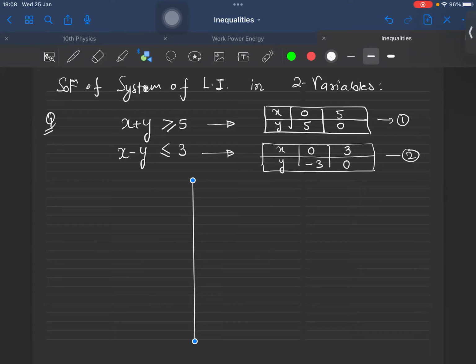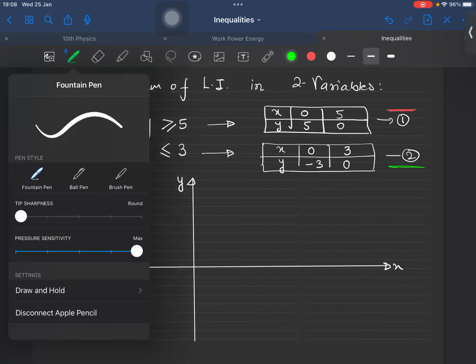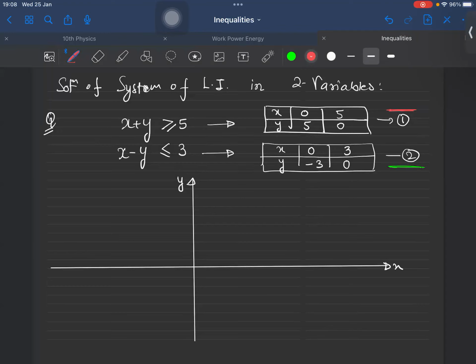Now let's draw the graph. So this is y, we have this x. First let's plot the first one. The first one we'll plot with red color and the second one with green color. So if x is equal to 0, that means on the y axis, y is going to be 5. If y is 0, x is going to be 5. Kind of similar to the previous one. Now we'll draw a straight line.